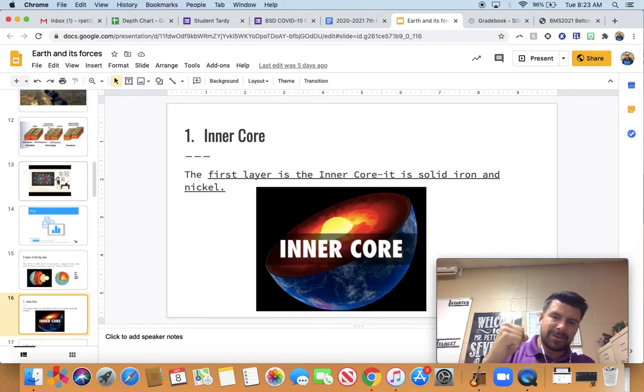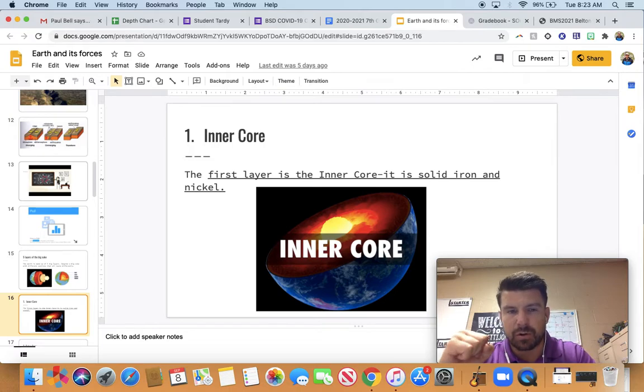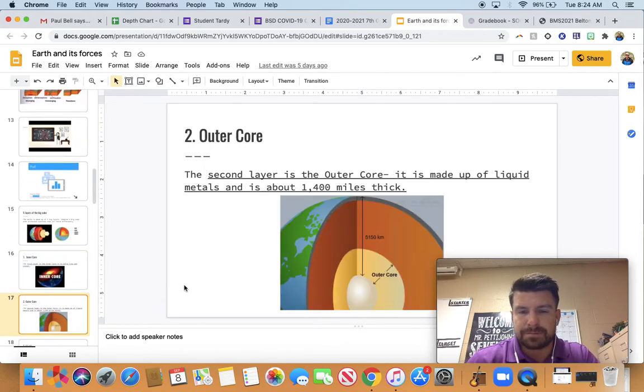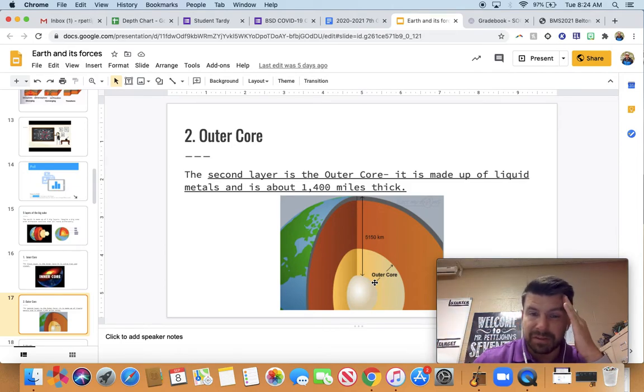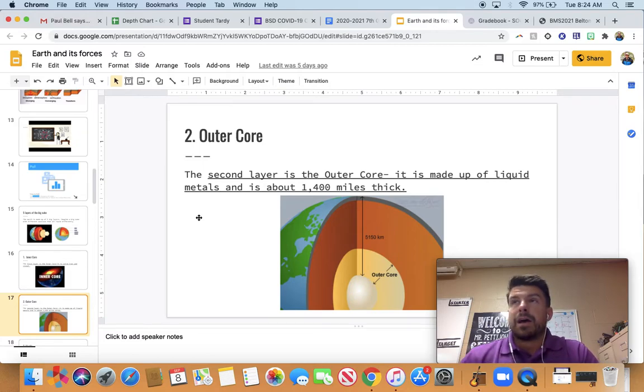At the very center of the Earth is the inner core, the first layer. It's solid iron and nickel, and it is hot, very, very hot, thousands of degrees. Outside of that, we have what's called the outer core. The outer core is a little bit bigger than the inner core. It's made up of liquid metals, and it's about 1,400 miles thick. So it is very thick. To put it in perspective, the deepest we've ever dug down into the Earth, I want to say it's 12 miles, but that's not right. We have not gone very deep.